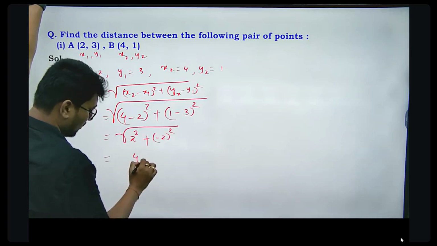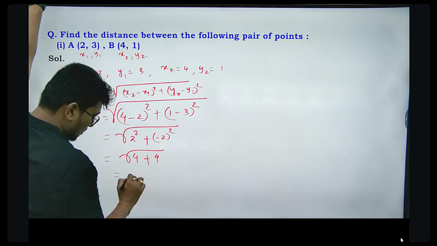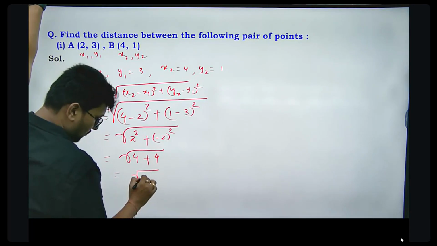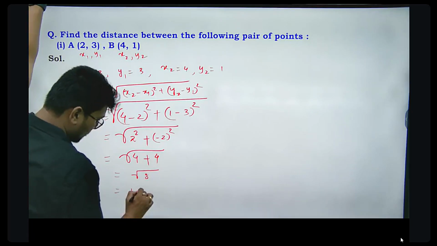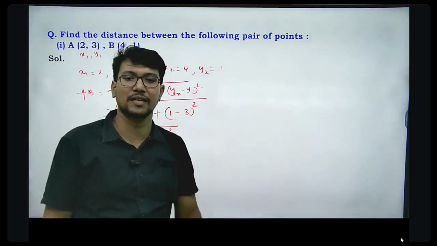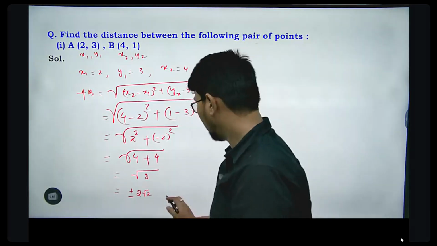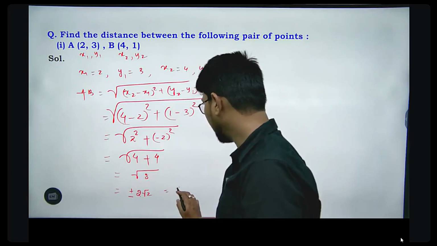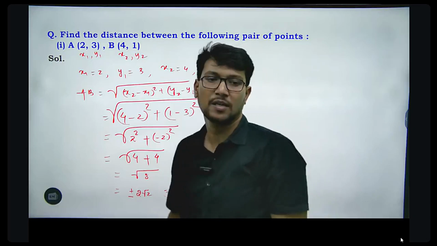So 4 plus how much? Square root of 4 plus 4, square root of 8. So that is plus or minus root 8, or 2 root 2. Okay. Done. Actually, though, distance is asking basically distance measured in what? Positive. So therefore, we have to write only 2 root 2. Clear? Distance is always positive.